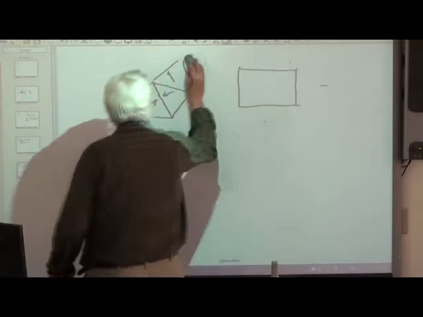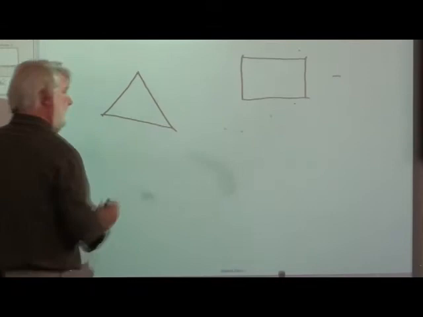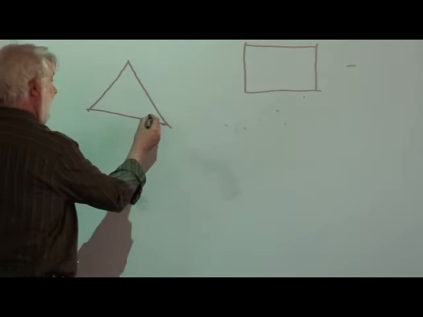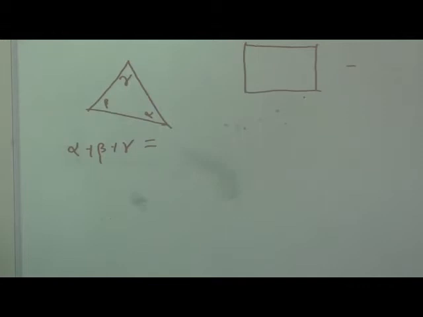This is kind of a fun exercise. If I have some triangle here and I make mirrors on it, I want to know if I can do it in such a way that I get a pattern that doesn't interfere with itself. Well, what did we just decide? If my angles here are alpha, beta, and gamma, what do I know about the angles of a triangle? They add up to 180. So I have 180 degrees there.